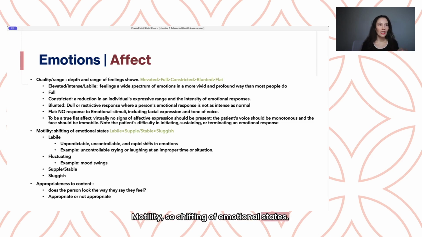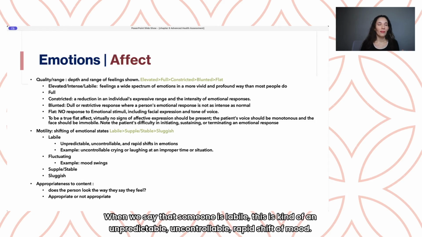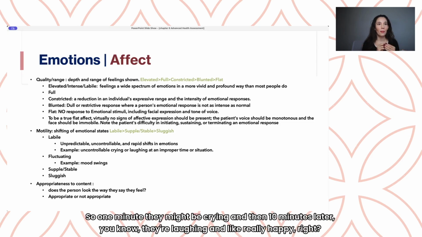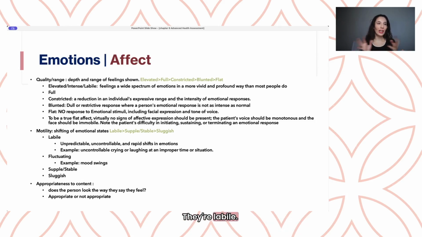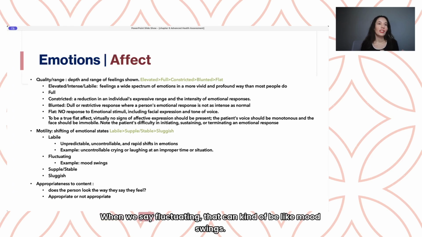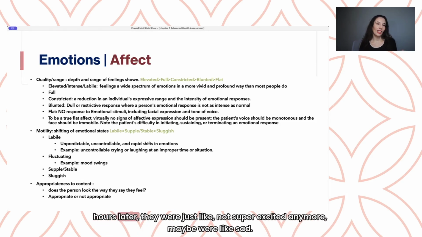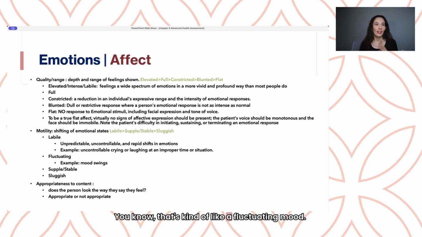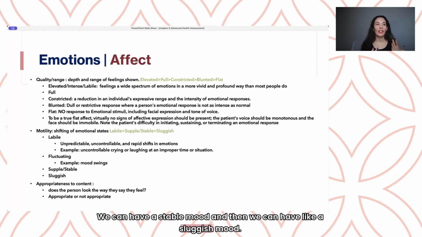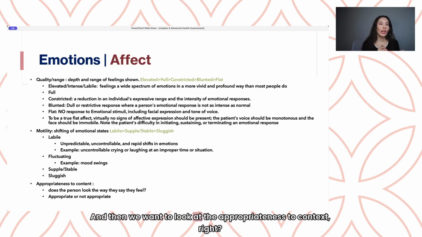Motility, so shifting of emotional states. When we say that someone is labile, this is an unpredictable, uncontrollable, rapid shift of mood. So one minute they might be crying and then ten minutes later, they're laughing and really happy, right? They're labile. Their mood is all over the place. When we say fluctuating, that can be like mood swings. So maybe in the morning they were really happy, nothing in particular happened, but then a few hours later they were not super excited anymore. Maybe they're sad. That's a fluctuating mood. We can have a stable mood and then we can have a sluggish mood. And then we want to look at the appropriateness to context, right? Does their mood match the context?